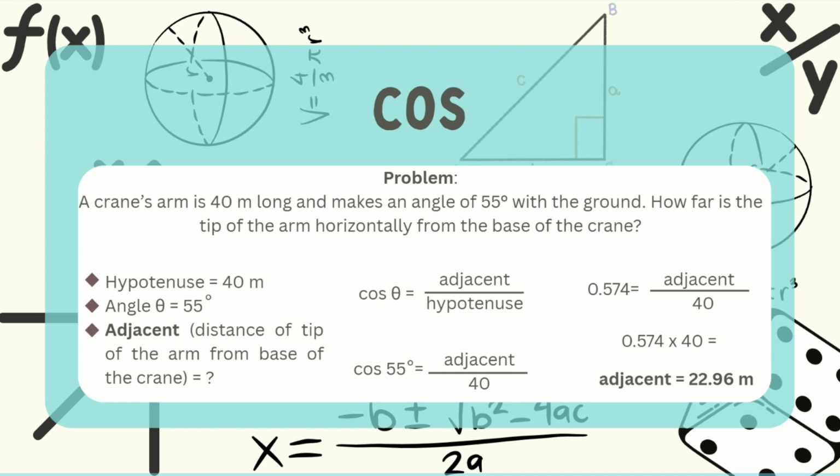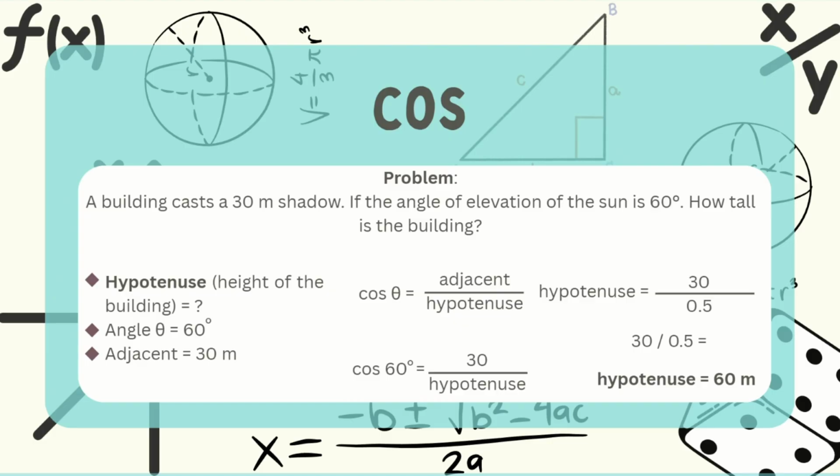So cosine 55 is equal to 0.574. And here the hypotenuse is below the adjacent, so it is 40 meters. So again, we'll have to multiply it, and here we will have 0.574 times 40, and the adjacent will be 22.96 meters.